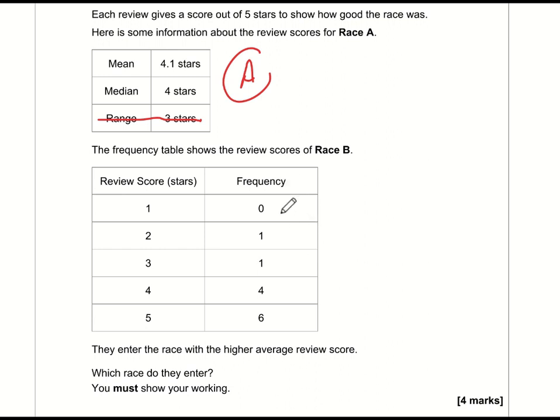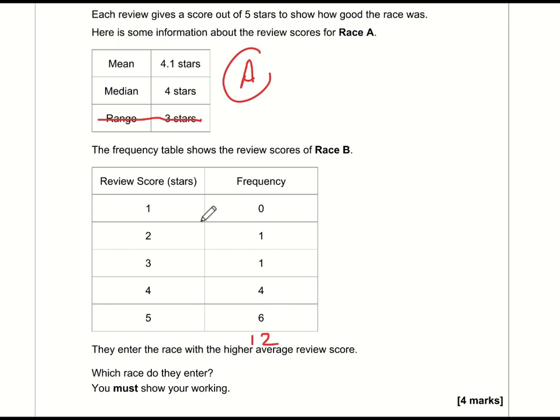So let's work out the mean of this data here. That's going to be the total number of stars divided by the total number of people. For the total number of people, we know that one person gave it 2 stars, one person gave it 3, 4 gave it 4, 6 gave it 5. Here the frequency is the number of people. 6 plus 4 is 10, 11, 12. So there are 12 people. Let's just write down the total number of people, which is 12.